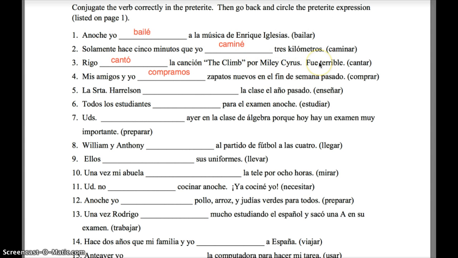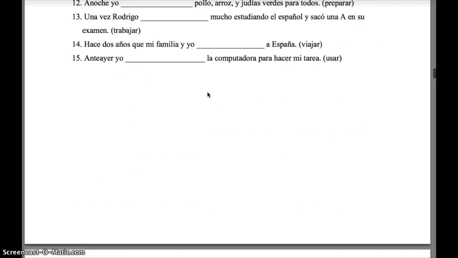Fue is kind of the tip that it was in the preterite. Fue is the past tense of it was. And then el fin de semana pasado is the one on number 4. So you can fill out the rest of this. This is part of your homework. And then check it at the desk when you're done.